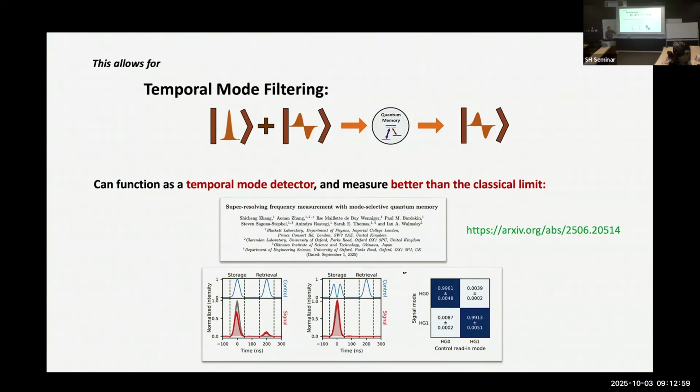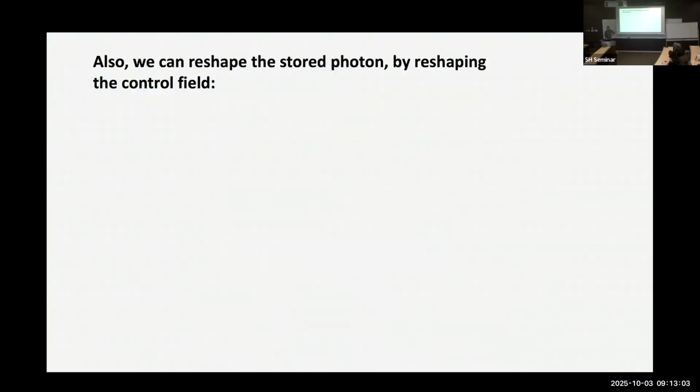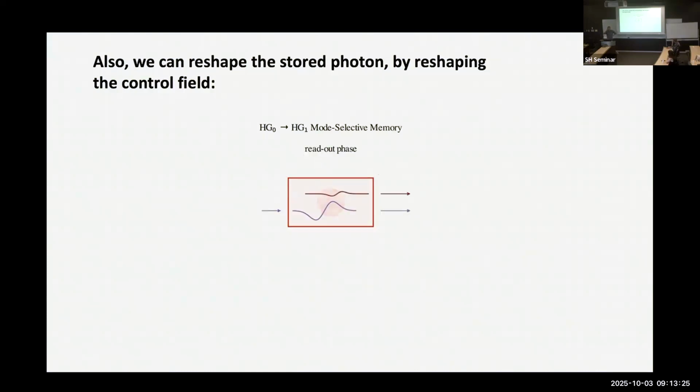Sometimes this is called super resolution. So we can also reshape the stored photon by reshaping the control field. We store the photon into the memory. That's the read-in phase. But then we can choose a different readout control field pulse, and what was stored in the memory, no matter what it was, will come out as the new readout control field pulse.